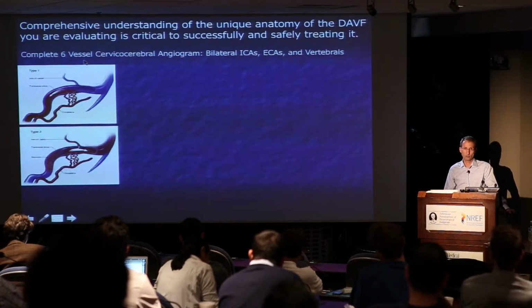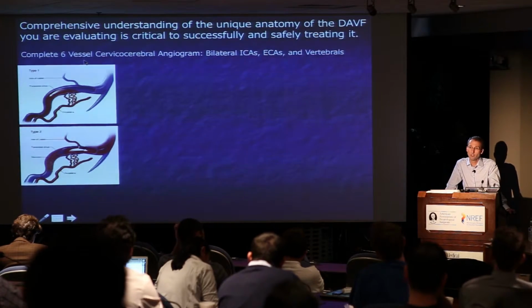So those are a few issues that we think about when we're trying to say, can we approach this fistula? Are we going to do so from a transarterial or a transvenous approach, or perhaps both? And there's some cases where both may be useful. Now, to get to the point of deciding, I think this is where we really, again, have to understand the entire anatomy, and that requires a complete six-vessel cerebral angiogram.